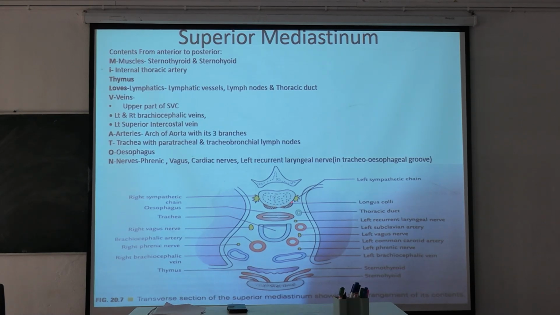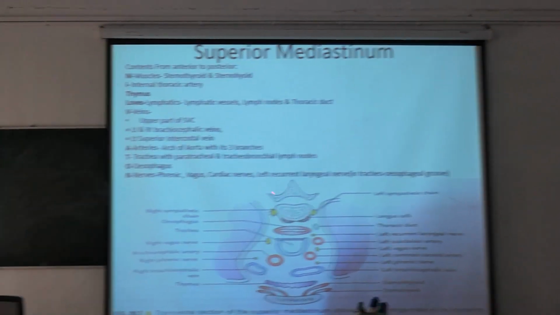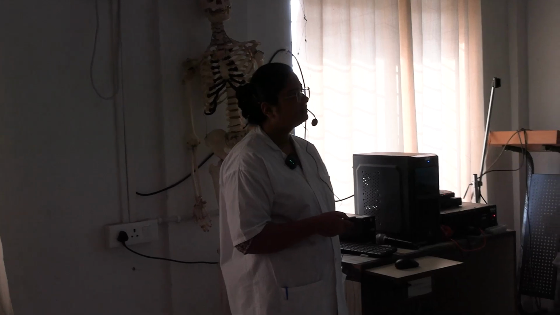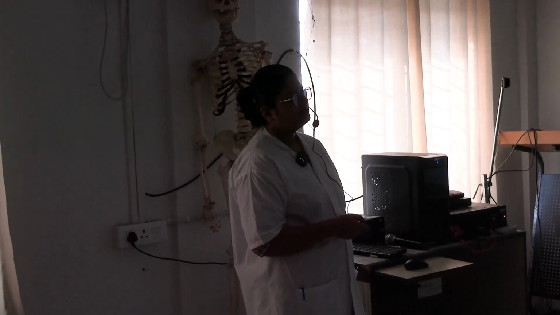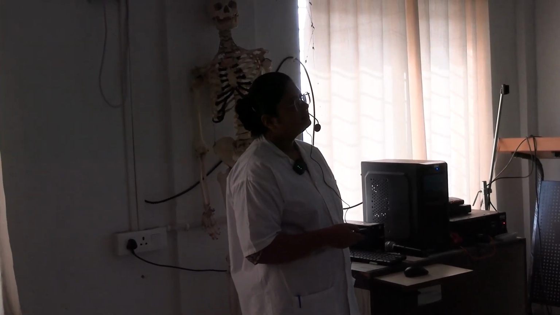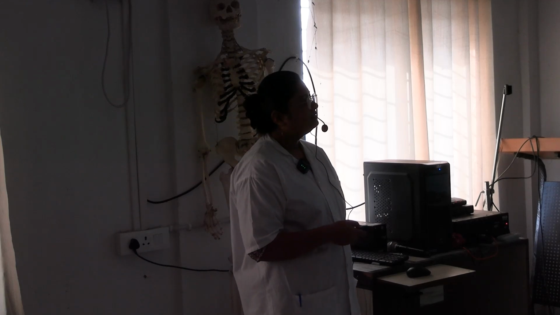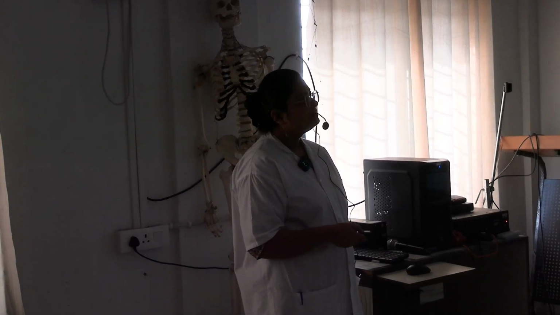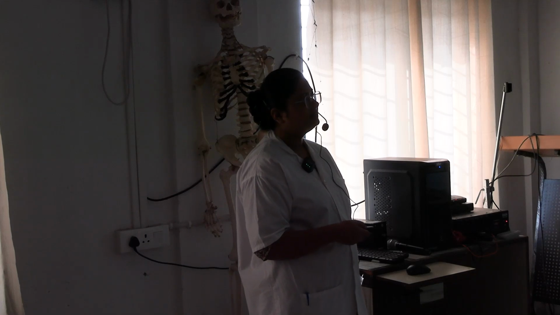And this is longus colli muscle attached over the vertebral body. On the two sides of the vertebral body, two sympathetic chains are present. And here is the vertebral canal, where the spinal cord will lie, and these are the processes of the vertebra. This is the spinous process, and these two are the transverse processes. And on the two sides, mediastinal pleura, pleural cavity and lungs.